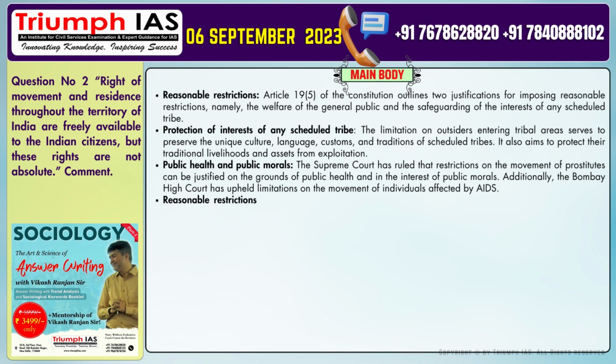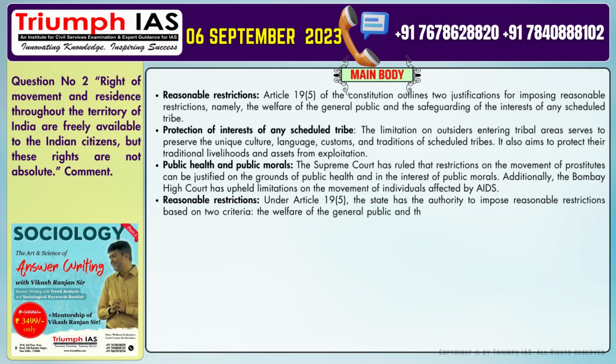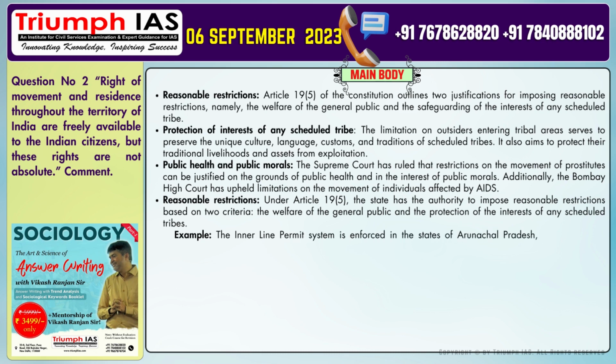Reasonable restrictions. Under Article 19(5), the state has the authority to impose reasonable restrictions based on two criteria: the welfare of the general public and the protection of the interests of any scheduled tribes. Example: the Inner Line Permit system is enforced in the states of Arunachal Pradesh, Nagaland, Mizoram, and Manipur. To illustrate this, important judgments related to freedom of movement and residence.